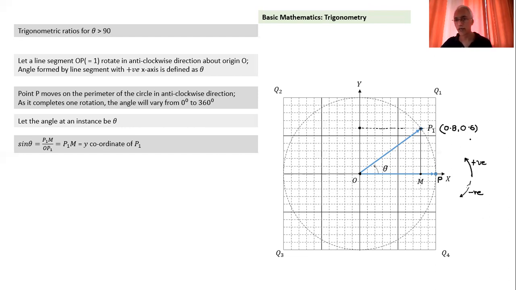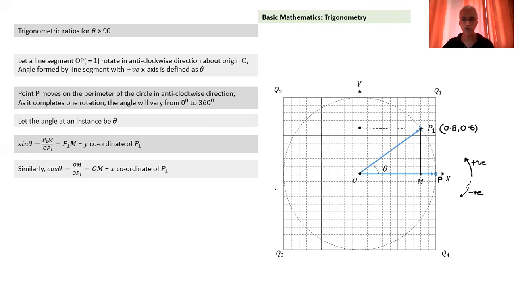How are coordinates related to trigonometrical ratios for the angle theta here? Let's understand. What is sine theta? Sine theta is equal to P1M, and P1M is nothing but the y coordinate. So what we understand here is that as the point P rotates, its angle keeps changing and its coordinates keep changing. But the sine of this angle is related to the corresponding y coordinate.